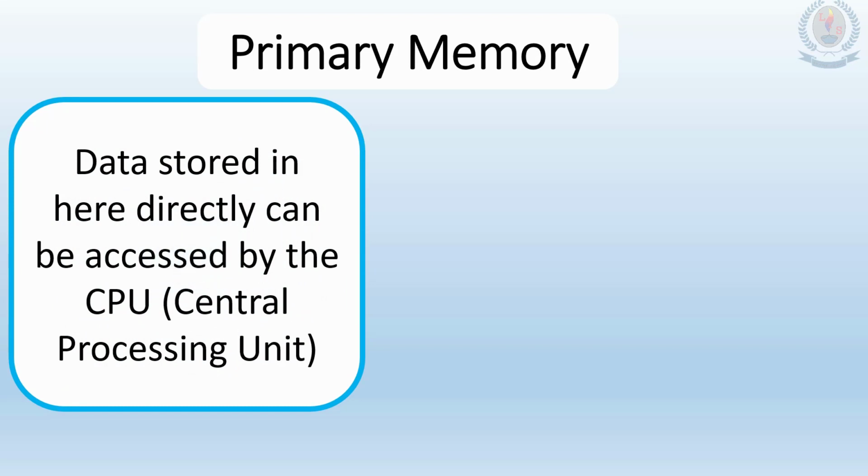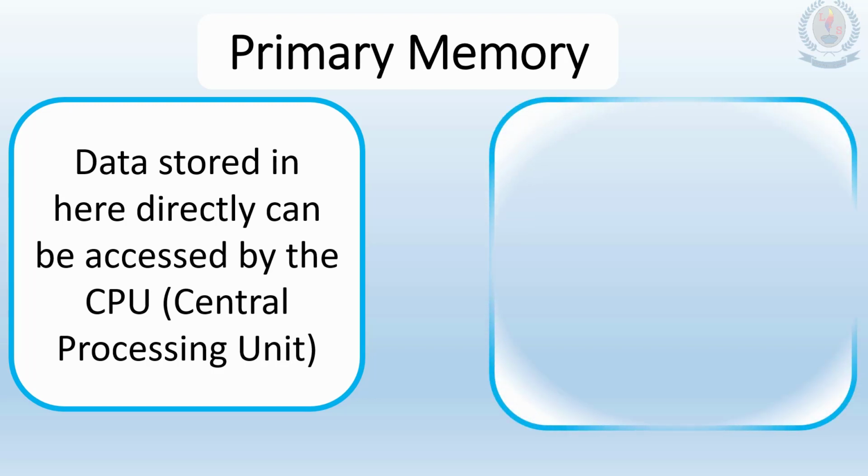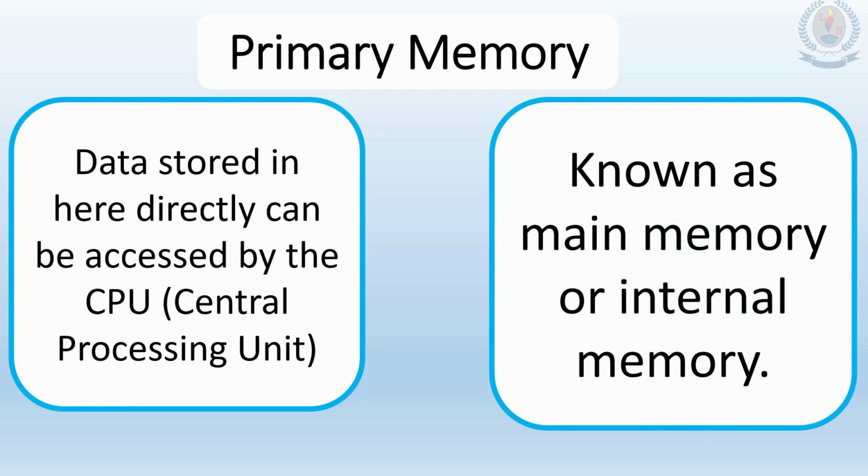Now let's see what primary memory is. In primary memory, the data stored can be accessed directly by the CPU. This is known as the main memory. Actually, the main memory is the only primary memory we have in computers. This is an internal memory because it's inside the CPU, the central processing unit.